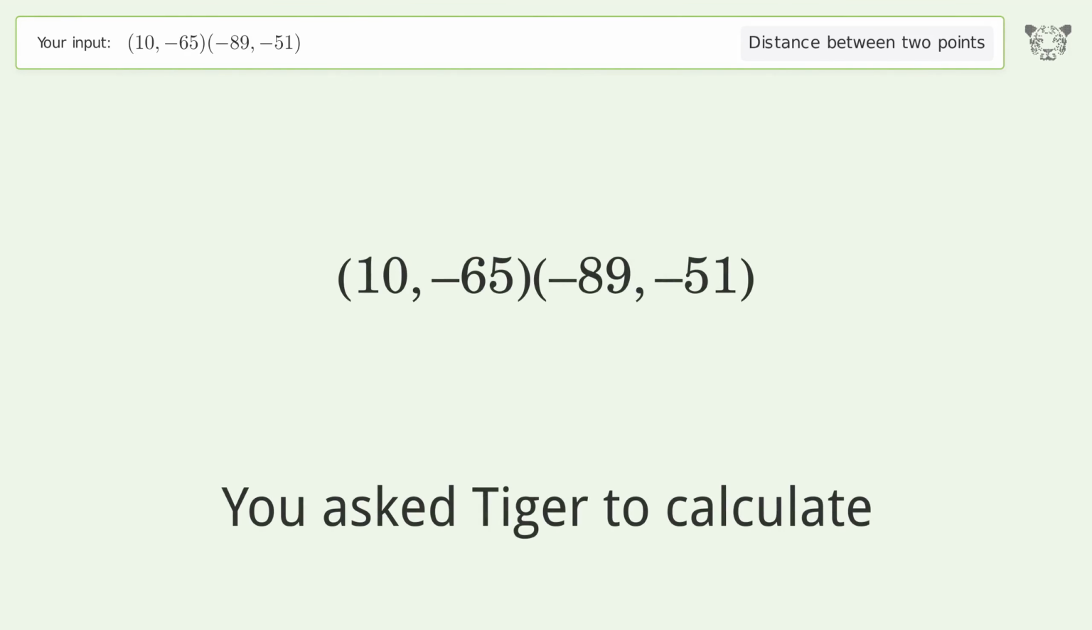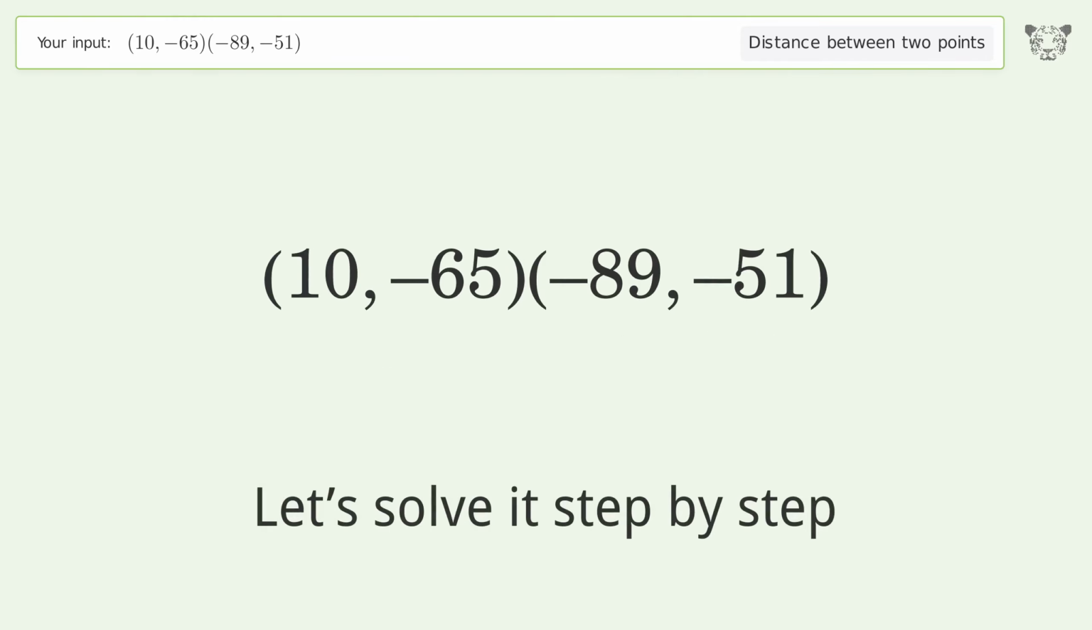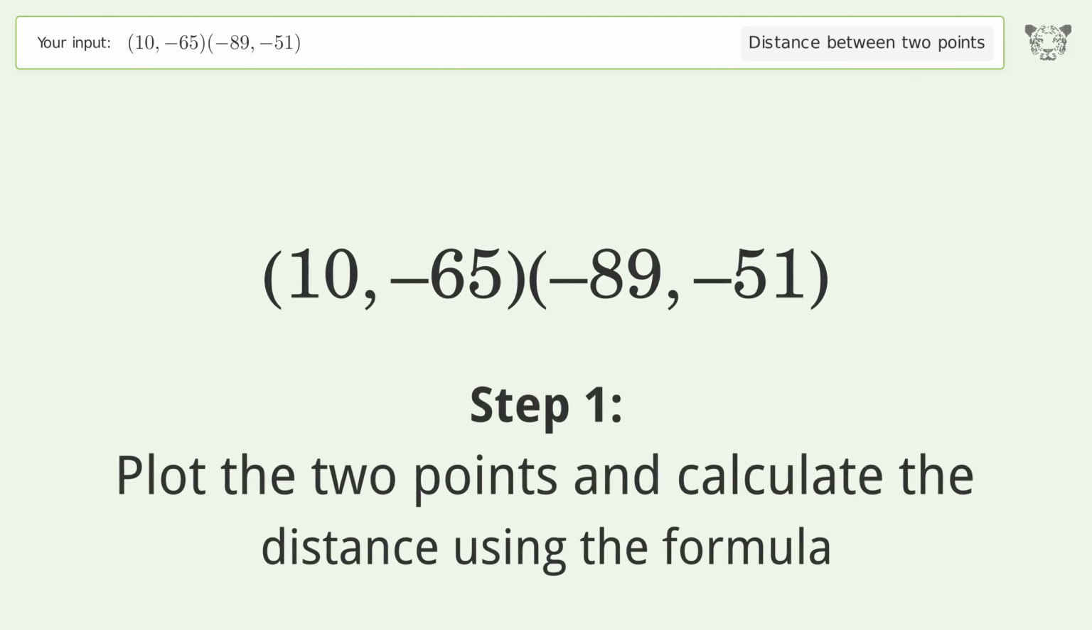You ask Tiger to calculate. This deals with the distance between 2 points. The distance between the 2 points is the square root of 9,997, or 99.985. Let's solve it step by step. Plot the 2 points and calculate the distance using the formula.